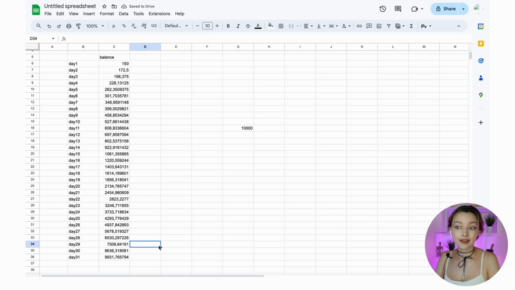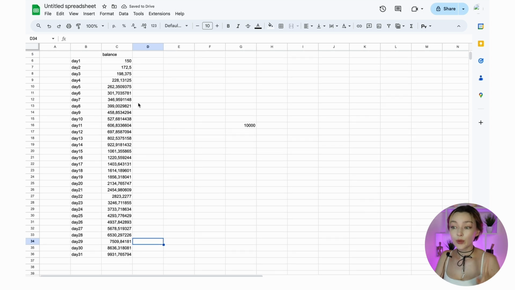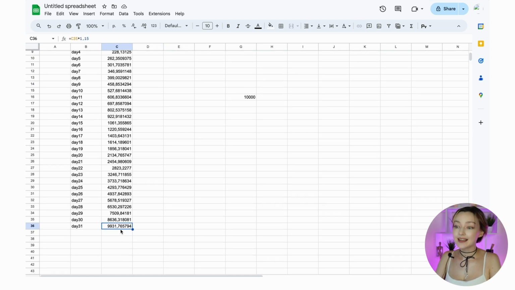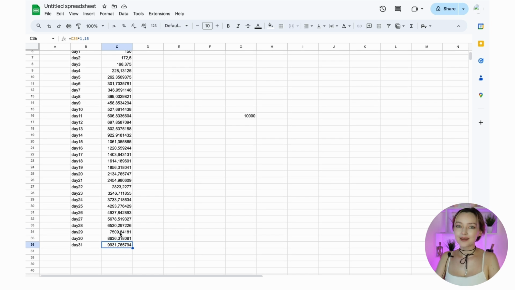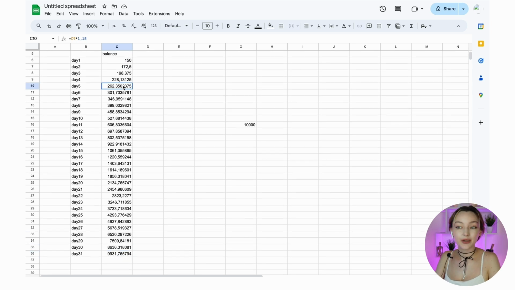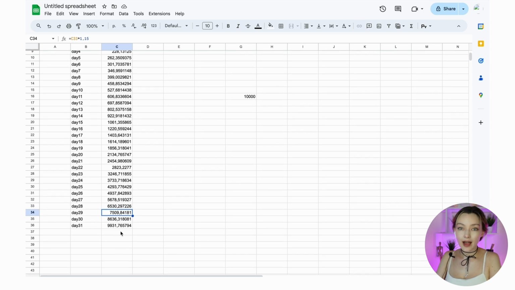So guys, look, it's just perfect. If we increase the deposit by 15% every day, then by day 31, the deposit will make up $10,931. This is how the magic of compound interest works, because we're adding 15% not to the original sum, not the initial sum of $850, but to the sum we already have on the balance.